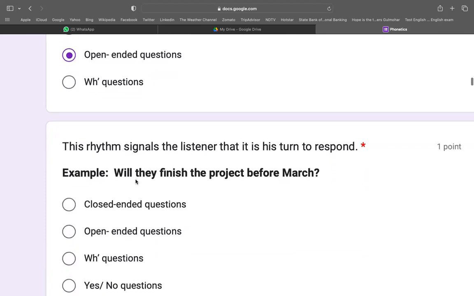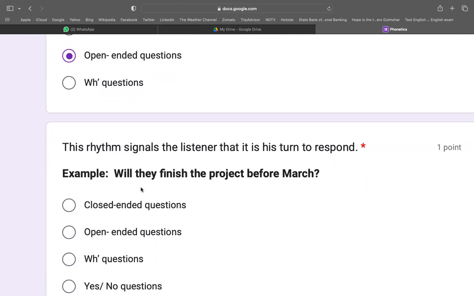सो डबल एज क्वेश्चंस नहीं, डबल एज क्वेश्चंस तो हु व्हाट विच से शुरू होता है, एंड क्लोज एंडेड के बारे में भी डिस्कस करेंगे। नाउ मूविंग टू द नेक्स्ट वन, द रिदम सिग्नल्स द लिसनर that it is his turn to respond. Example, will they finish the project before March?